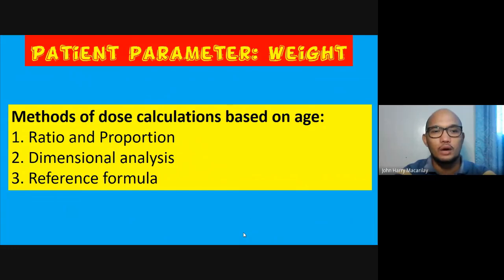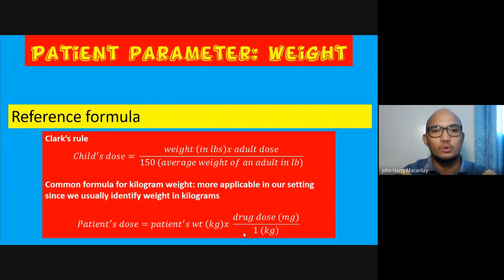For the reference formula, we can make use of Clark's rule, which equals weight in pounds times adult dose over 150, which is considered the average weight of an adult in pounds. But in our setting, we commonly use this formula for kilogram weight, which is more applicable since we usually identify weight in kilograms. So for our calculations, this is the formula that we are going to use.